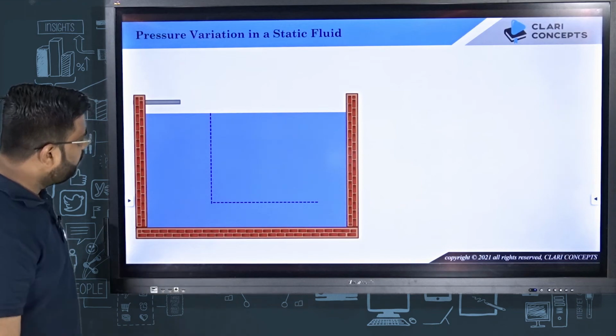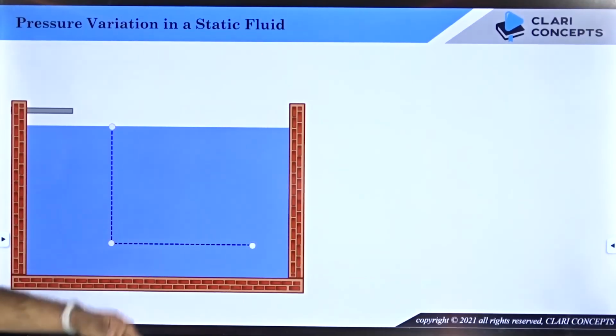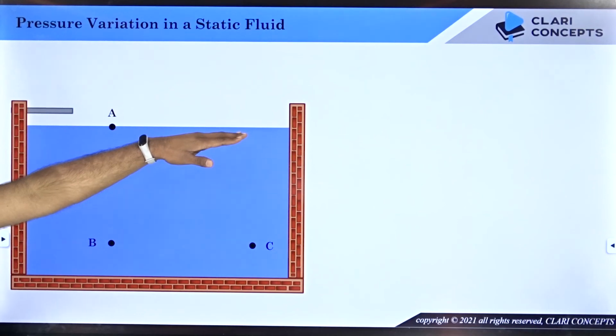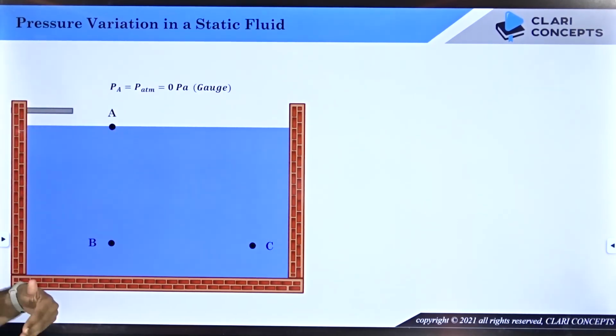Let me first take three points in the corner: one is point A, one is point B, and one is point C. Now, point A is open to atmosphere and therefore the pressure at that particular point will be atmospheric pressure.